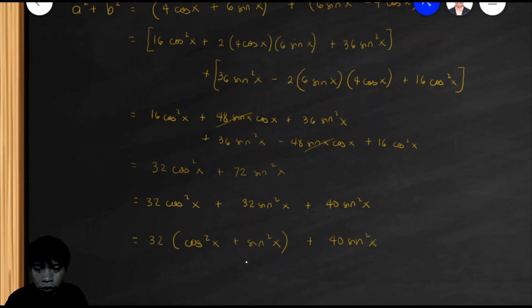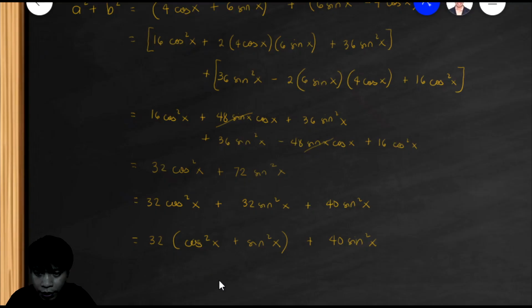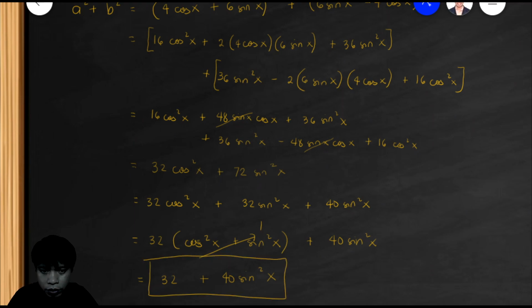Okay, so, of course, alam natin na meron tayong identity nga. Nasabi ko na to kanina, ito yung cosine squared theta plus sine squared theta is equals to 1. So, ang ibig sabihin nito, guys, eto will be equal to 1. So, kung eto is equals to 1, then ang mangyayari is magiging 32 na lang, kasi nga 32 times 1 is 32 plus 40 sine squared x. At ito na nga yung ating sagot. Okay? So, ito na nga guys yung ating sagot.